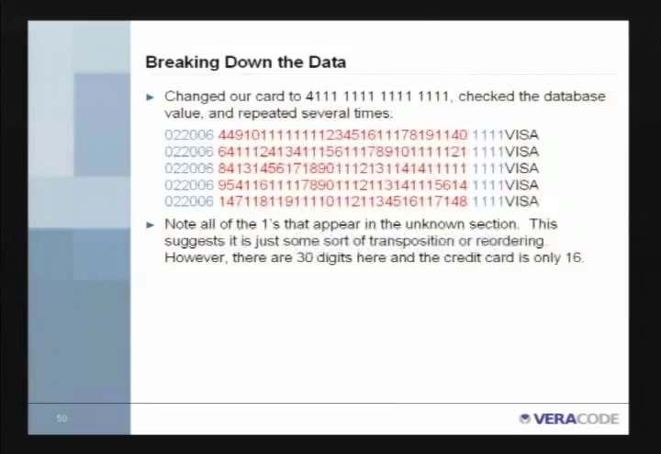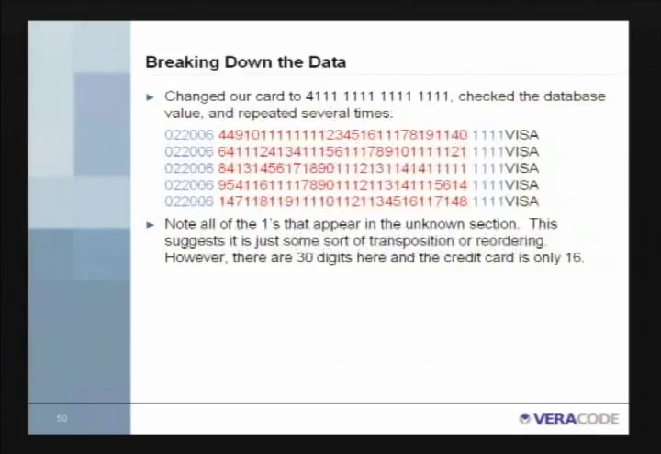But anyway, we changed our card number to that, and then we checked what was in the database after that change was made, and then repeated this process a bunch of times to see, first of all, is it the same in the database every time I change it for a given card number, or does it vary? And as you can see, it varied. It's the same card number going in, and the stuff in blue on the left and right is the same, the 4 digits and the expiration, but the stuff in the middle changes.